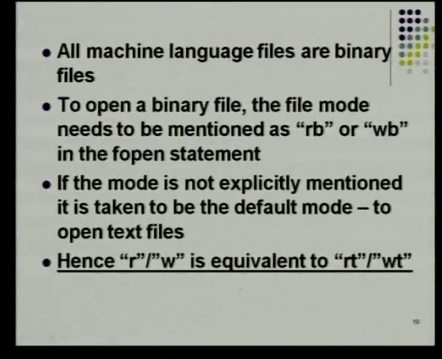If you are opening a binary file and you forget to mention the mode as RB or WB and give it as R or W, or you do not mention it at all, it will open that binary file in the text mode. And if it identifies a character with ASCII code 26, then it will take it as the end of file and it will stop reading. So vice versa the problem will occur. That is the reason R or W is equivalent to RT or WT, that is read text or write text. Though the T is not mentioned, it is taken to be the default mode of operation.